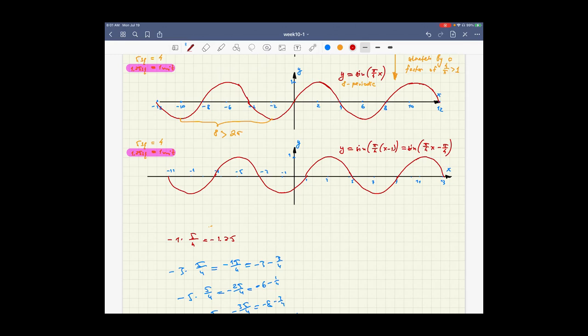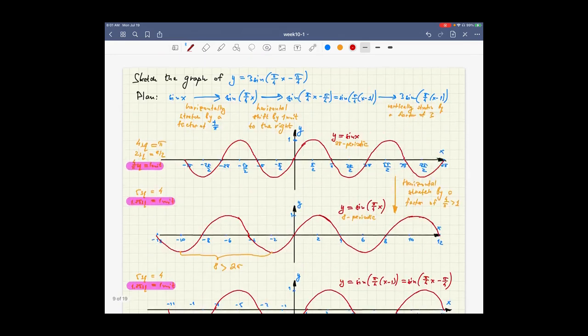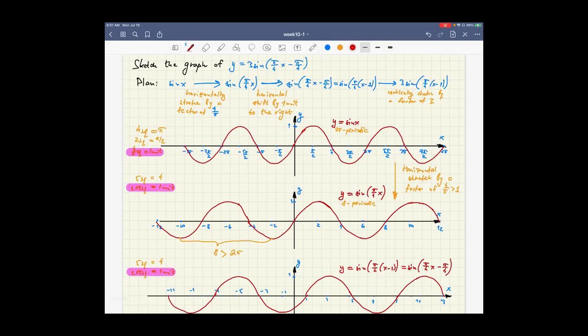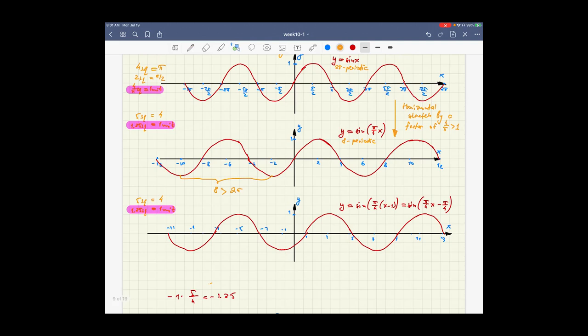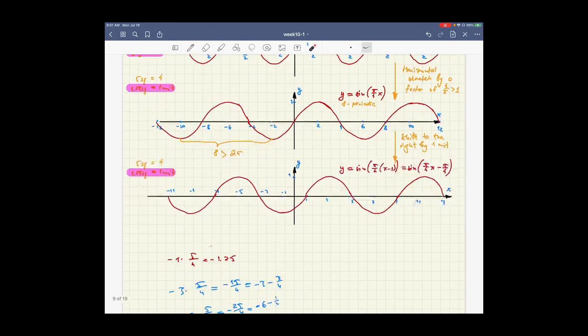And now we simply stretch this vertically by a factor of 3. So this transformation again was a shift to the right by 1 unit. And 1 unit in our scale is 1.25 squares.